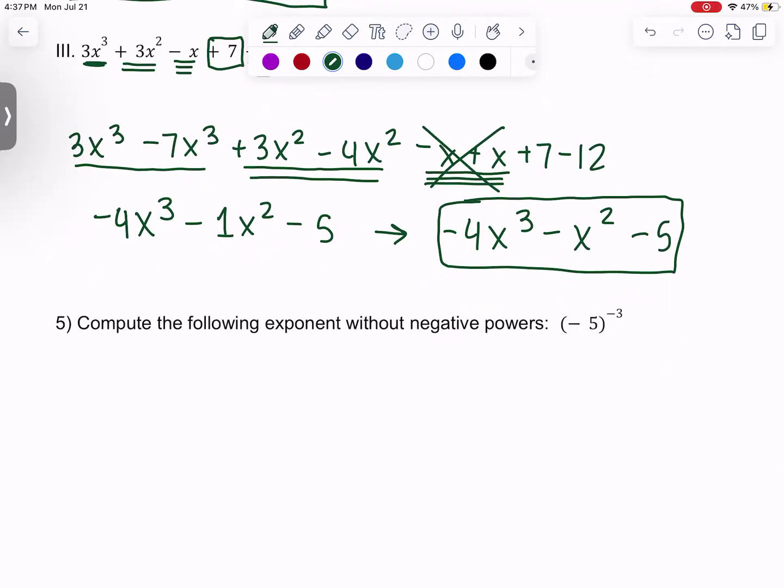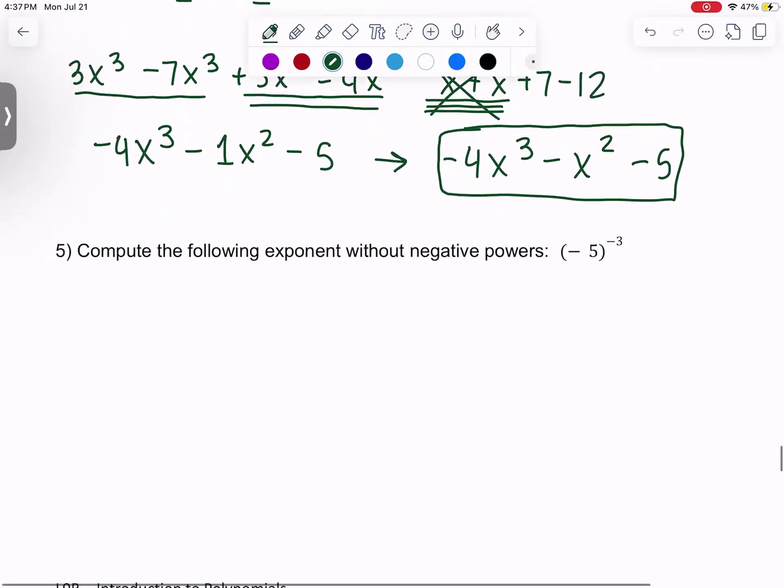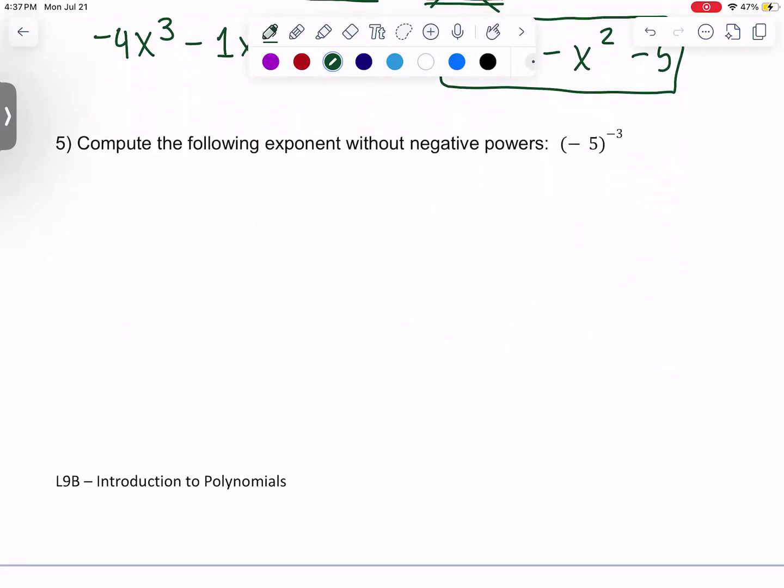Number 5, compute the following exponent without negative powers. -5 to the -3rd power, review from last week. We write it as a positive, we flip the base. So the base is -5. We write it as 1 over -5. And then our exponent -3 becomes +3 in the denominator. The -5 doesn't change to +5. It just goes into the denominator. It gets flipped.